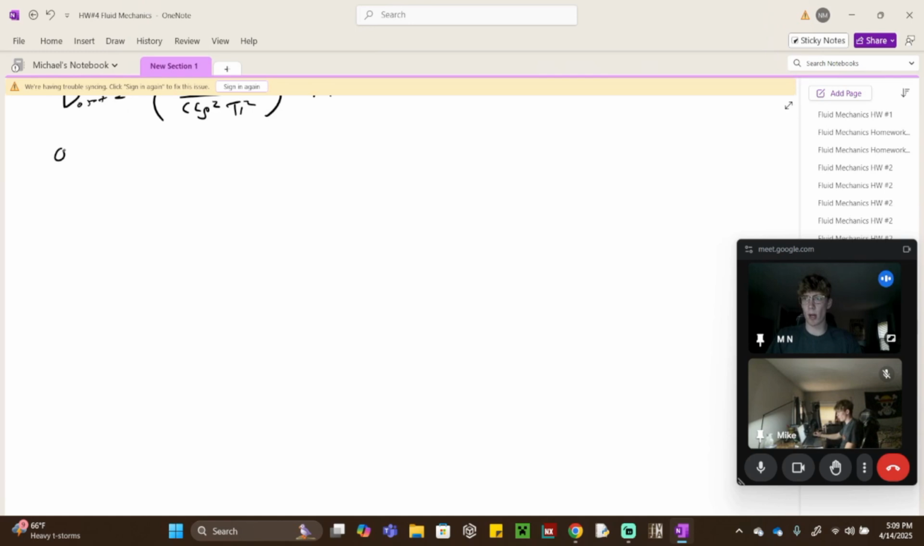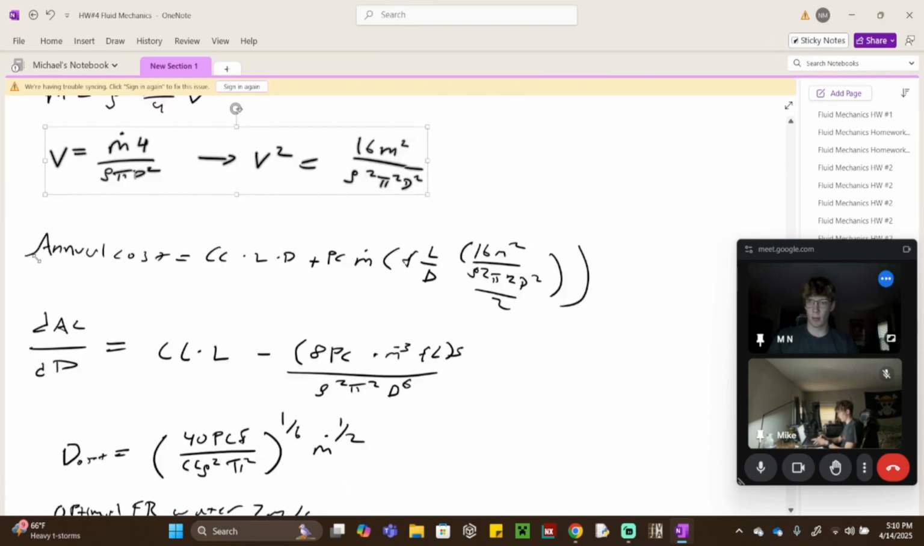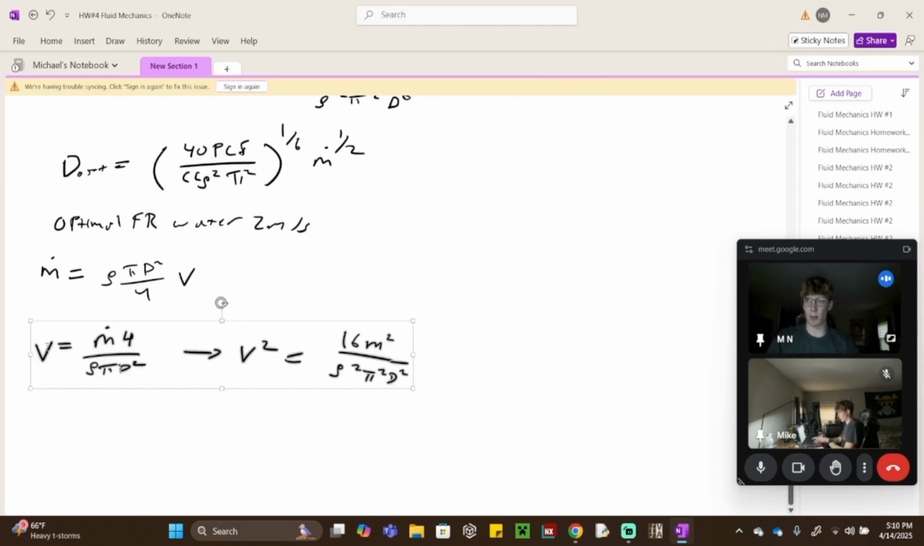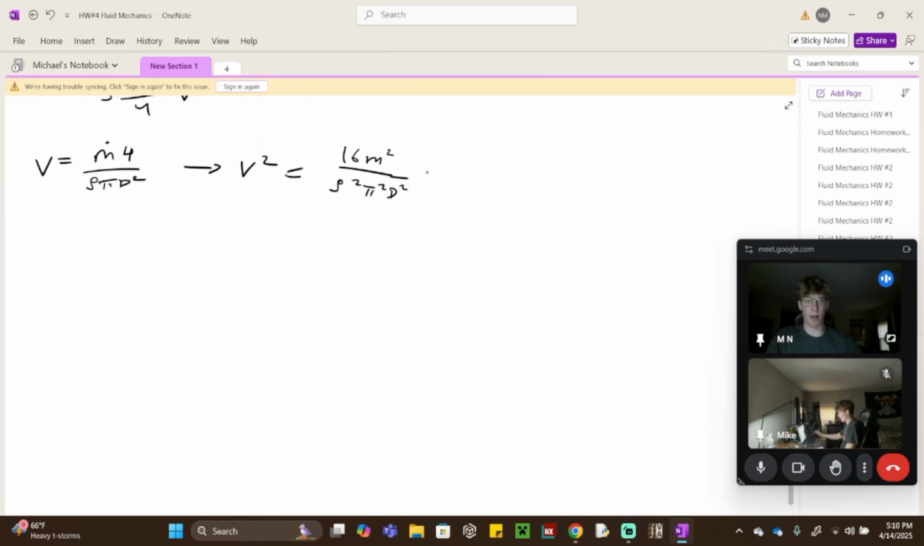The optimal flow velocity for water is roughly 2 meters per second. And so we need to relate the flow rate of water back to its velocity. So we know that our mass flow rate is equal to rho pi d squared over 4 times velocity. So we've already solved for our v with this equation, so we can copy and paste this down. And this is the relationship between our mass flow rate and our v. And how does this relate to our optimal diameter that we just solved for?